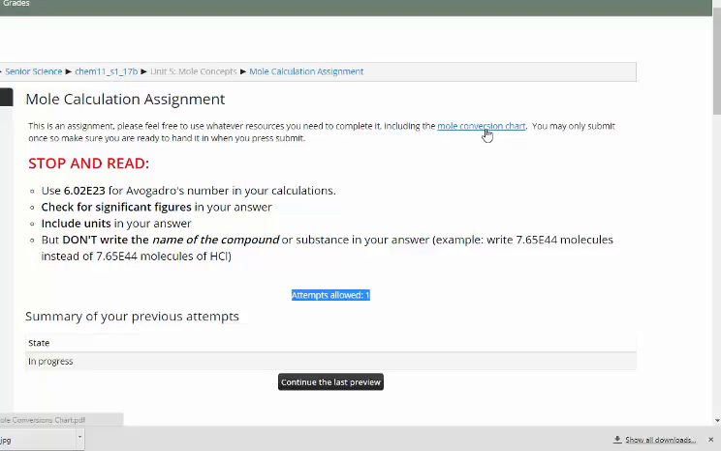So please make sure that you're using Avogadro's number as 6.02 times 10 to the 23. Please don't use a number with more than two decimal places for Avogadro's number or less than two decimal places because you will get a different answer. So important to remember that.